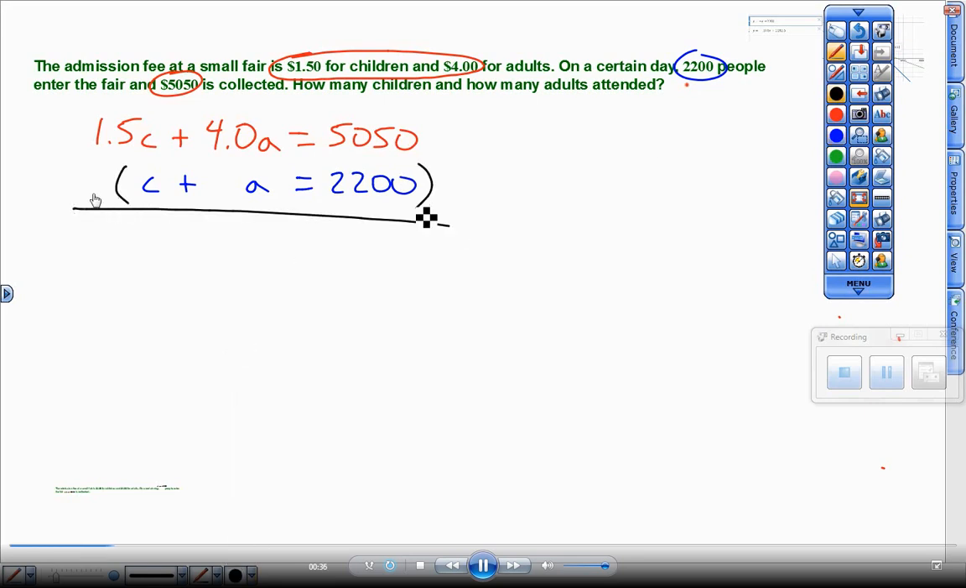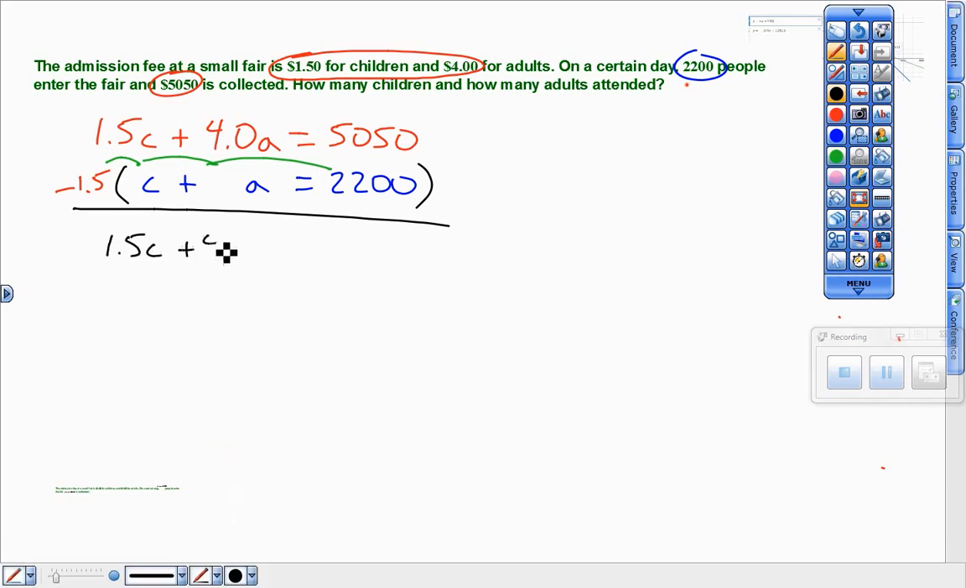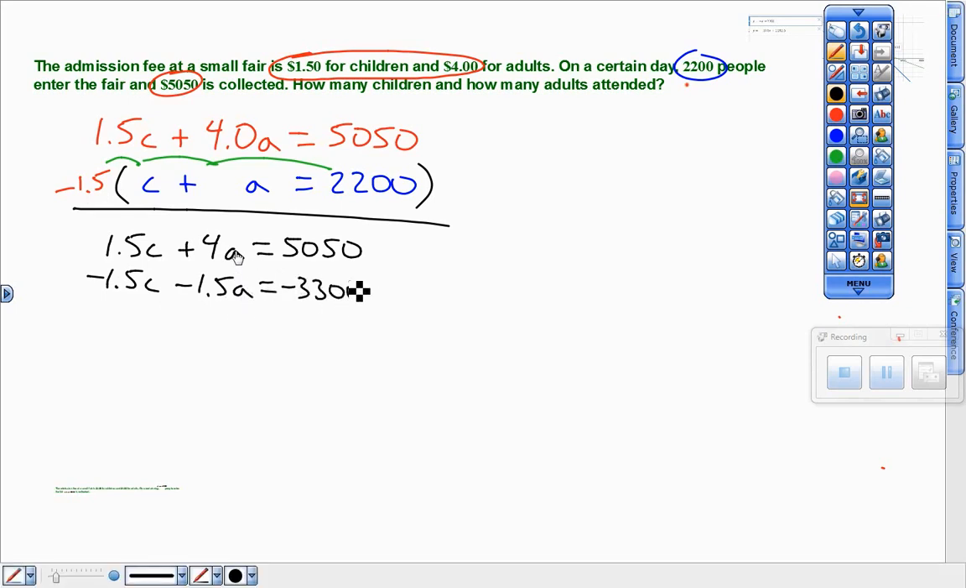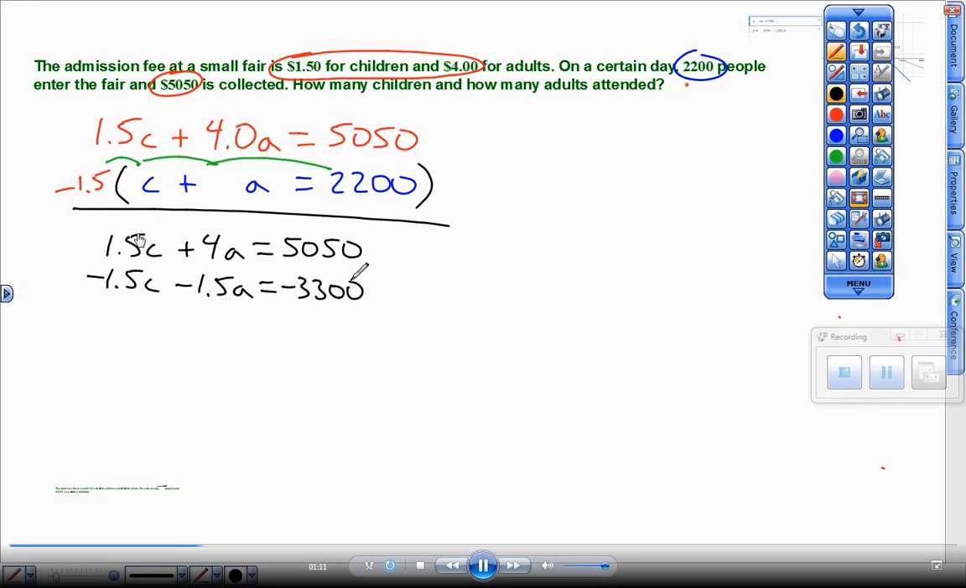I'm going to times the bottom row by negative 1.5 to eliminate my C's. I'm going to distribute this all the way through, which gives me, when I rewrite my equations, 1.5C plus 4A equals 5,050. My bottom row, negative 1.5C minus 1.5A equals negative 3,300. I'm going to add those up. My 1.5's will cancel. So when I add those up, these will eliminate.